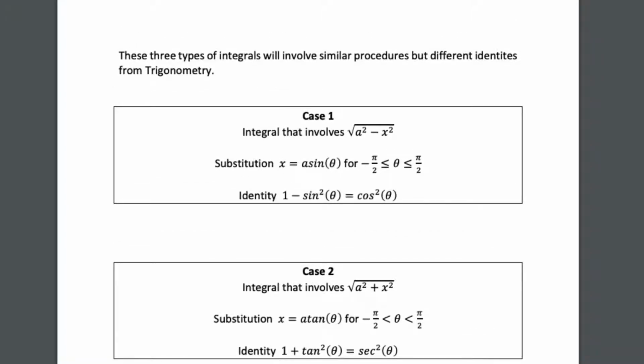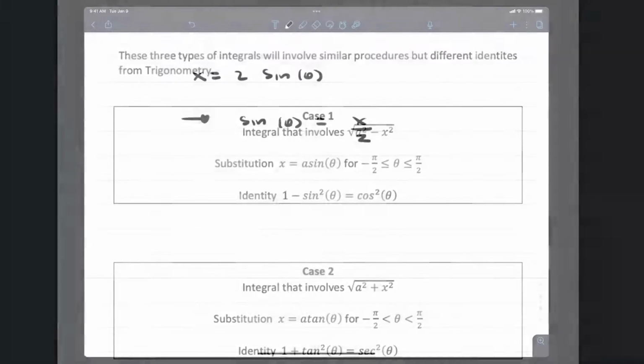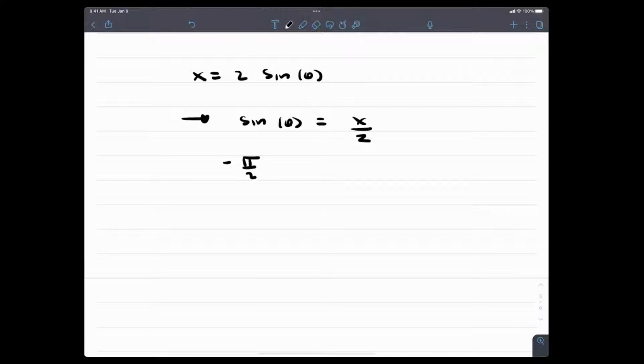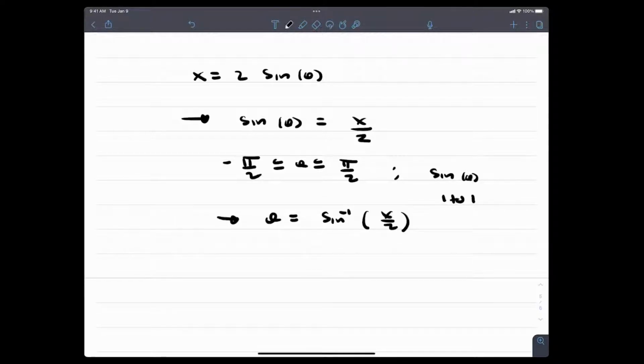What's your theta? Theta is between negative pi over 2 and positive pi over 2, which means sine is 1 to 1, which means it's invertible, which means theta can be written as the inverse sine of x over 2. So this is what we're saying.